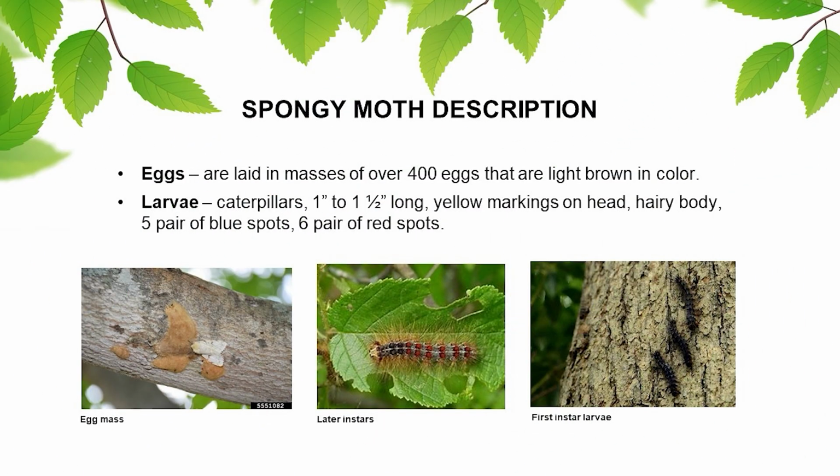Spongy moth description. Spongy moth eggs are laid in masses of over 400 eggs. The egg masses are light brown in color. They are deposited on branches, tree trunks, fences, stone walls, and many other surfaces. The larvae are caterpillars that are 1 to 1 1/2 inches in length. The larvae are all black until the end of the first instar. Then they have yellow markings on their head, a hairy body, 5 pairs of blue spots, and 6 pairs of red spots.